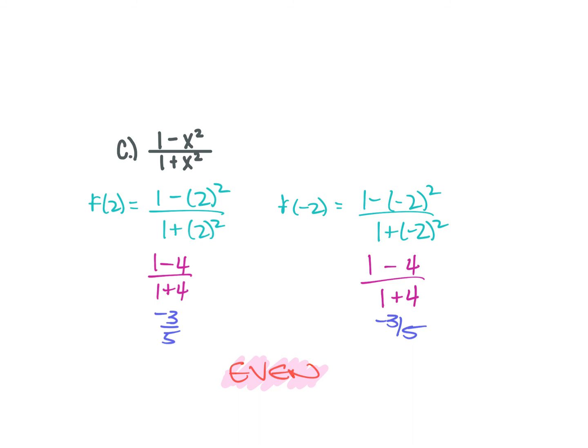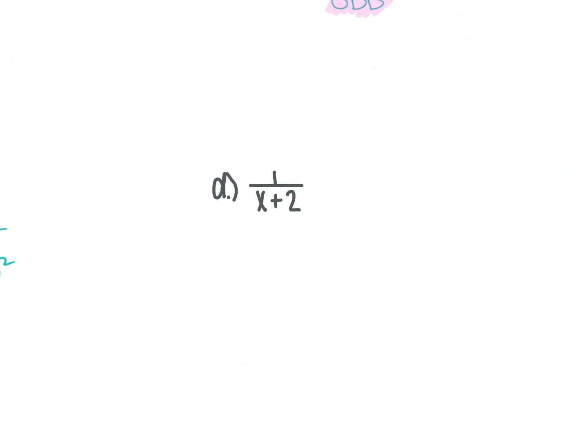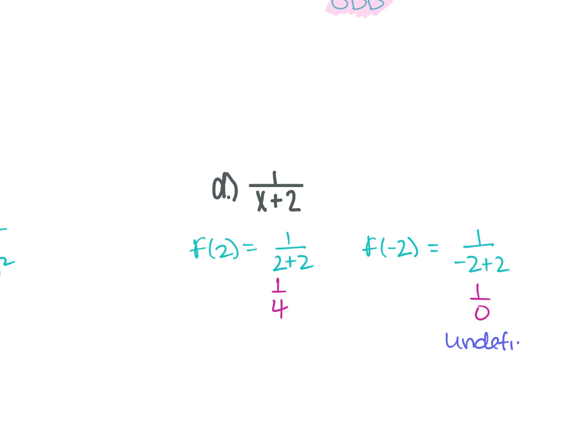And lastly, for example D, we have 1 over x plus 2. If we find f of 2, it's going to be 1 over 2 plus 2, which is 1 over 4. If we find f of negative 2, this is going to give us 1 over negative 2 plus 2, which is 1 over 0, and that one is undefined. Again, these two numbers that you see here are not the same, nor are they opposites, so this one is neither.